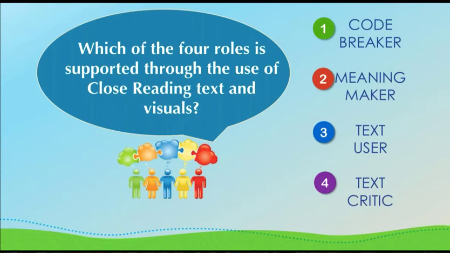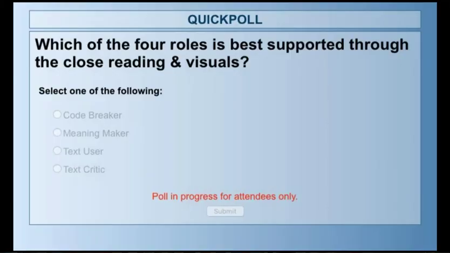But our final poll here, which of the four roles do you think is best supported through the use of close reading and visuals? Another strategy you might want to use with an image, just while we have the poll running, is one called "If Images Could Talk." So you pick out a person in the picture, and if that person could say something, what do you think he would say? And again, it has to be based on the visual evidence that the student sees in the picture. Because we really are wanting them to get the meaning from the image.